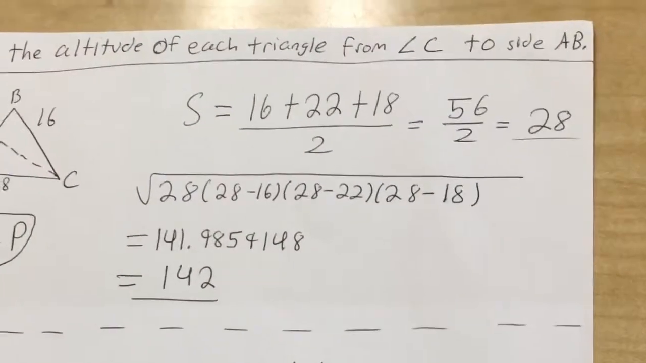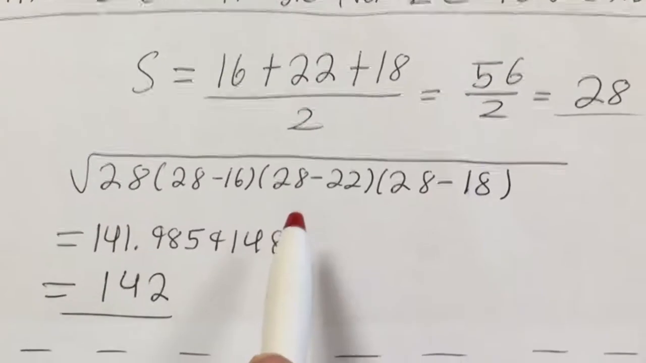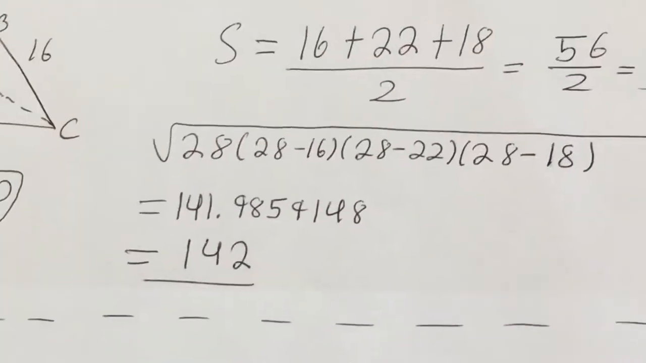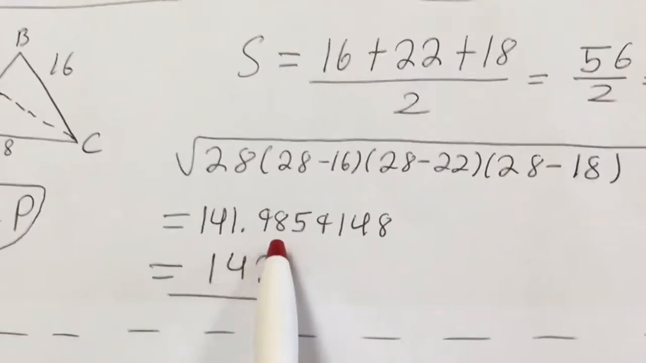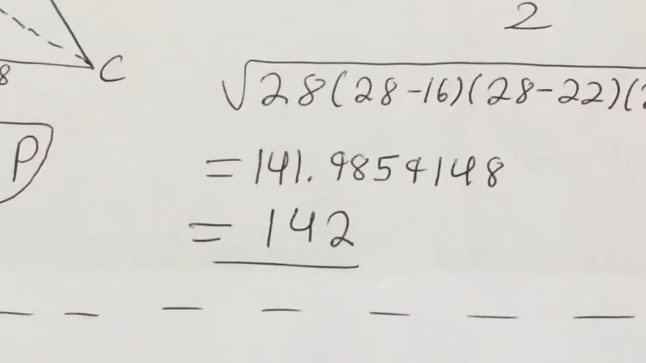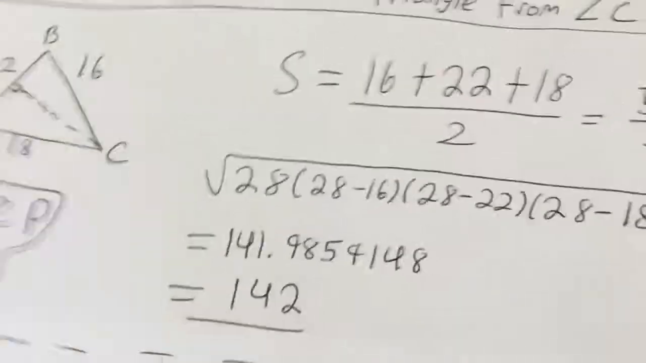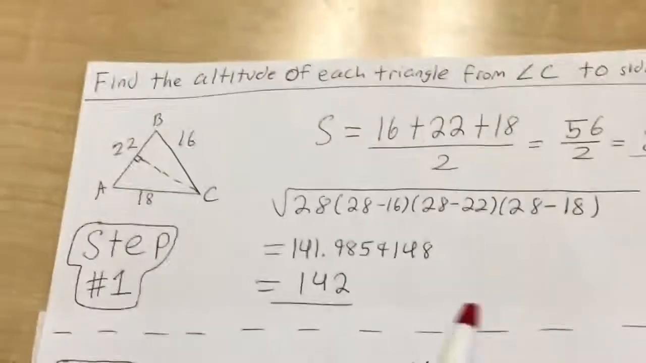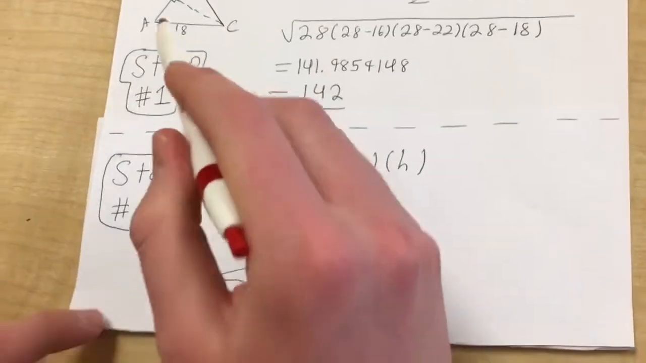You're going to plug the 28 into the formula to find the area. And once you put that all in your calculator, you're going to get an answer of 141.9859148. But really, you're just going to round to the nearest tenth, which is actually going to round to a whole number of 142. And so there's two main steps, obviously.